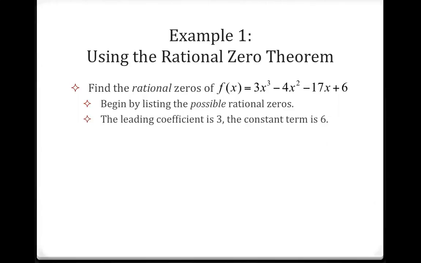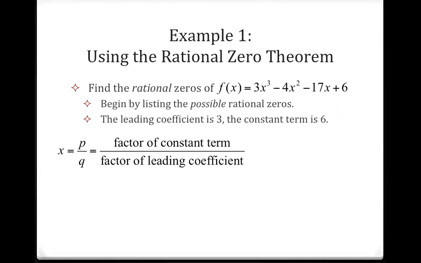So we identify the leading coefficient, which is the 3, and the constant term, which is the 6. And then we're going to set up P over Q, which the vocabulary definition said has to be factor of the constant term over the factor of the leading coefficient. So we're going to look at all of the factors of the constant. So for 6, which is the constant, we have factors of 1, 2, 3, and 6.